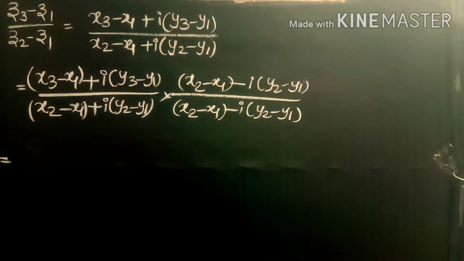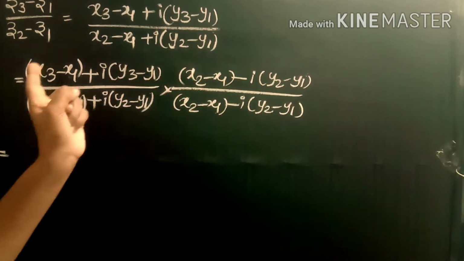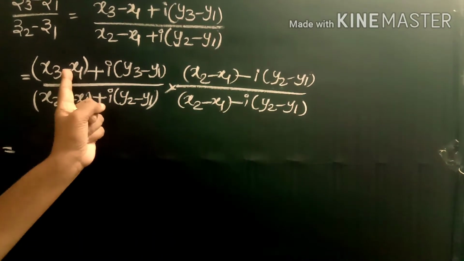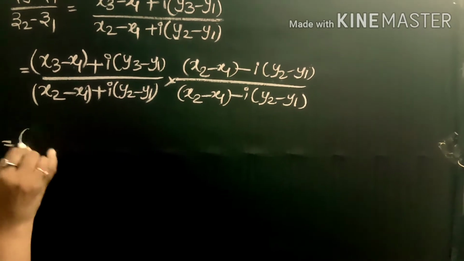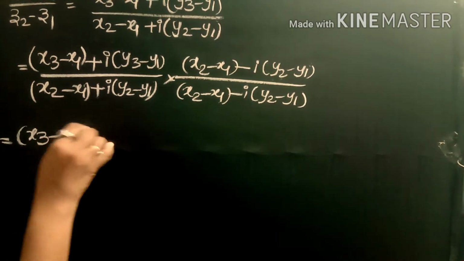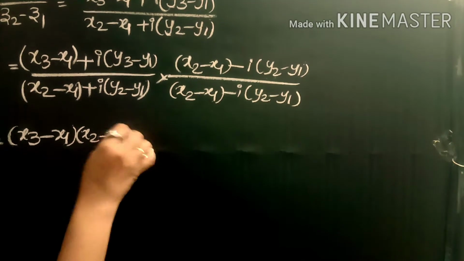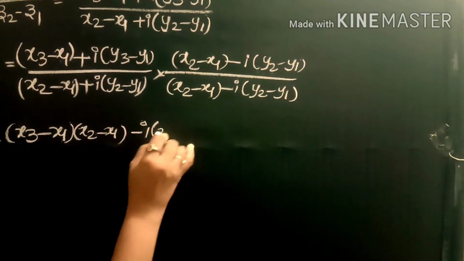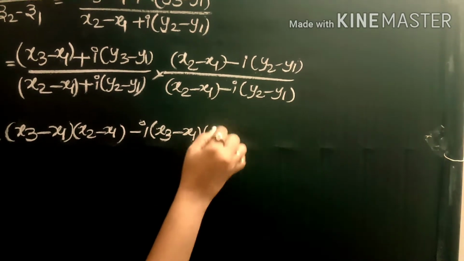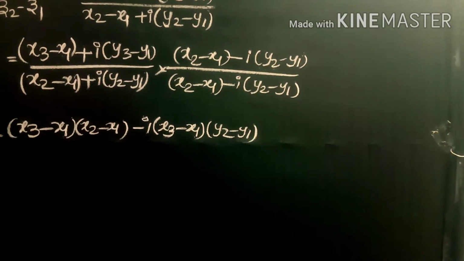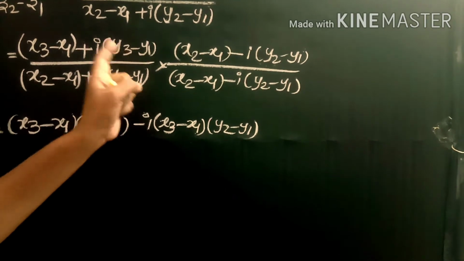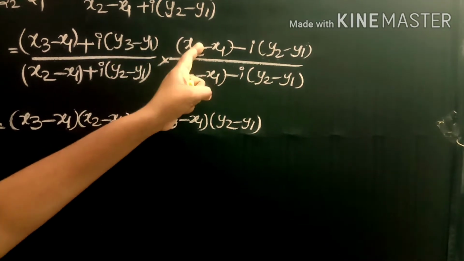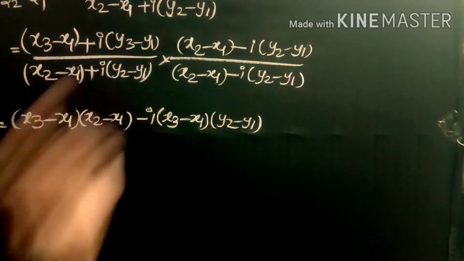Now taking the product, we multiply x3 minus x1 by both terms. The first term is (x3 minus x1) into (x2 minus x1). The next term is first value into last value, minus i into (x3 minus x1) into (y2 minus y1). Now multiplying by the second term, that is i into (y3 minus y1) into the first value, and i into (y3 minus y1) into the second value.